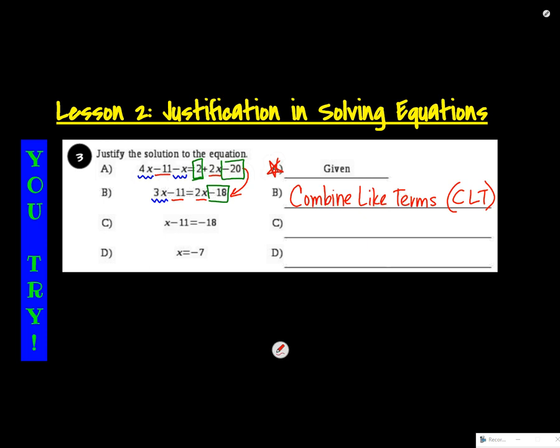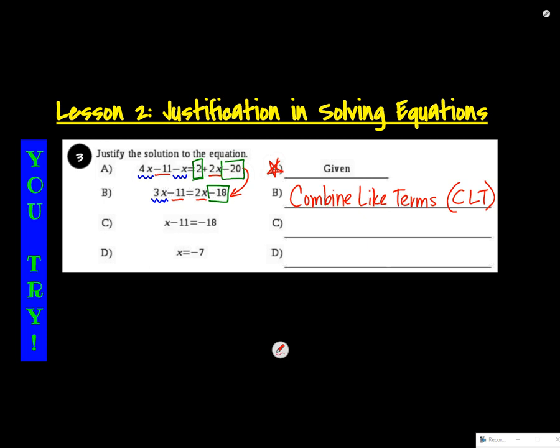Even though they subtracted on both sides, not the subtraction property of equality, I'm going to encourage you not to use the word simplify and not to use the word subtract. Okay, they combine like terms. 4x minus x is 3x, they combine like terms. 2 minus 20 is negative 18, they combine like terms.